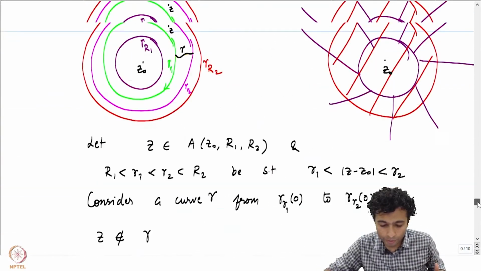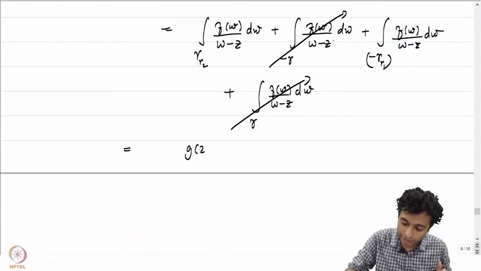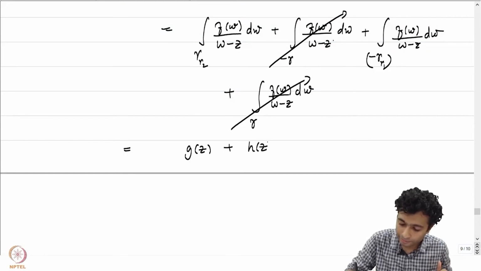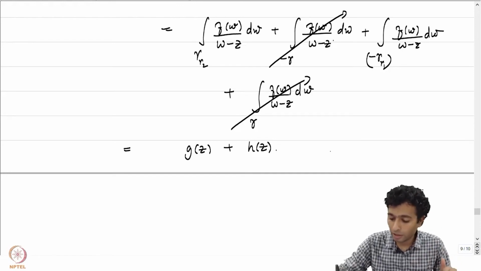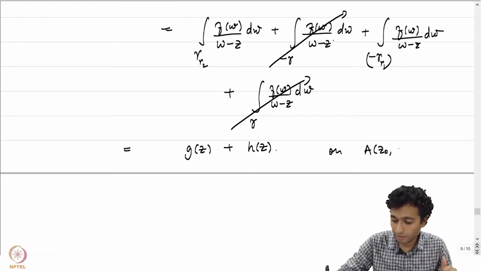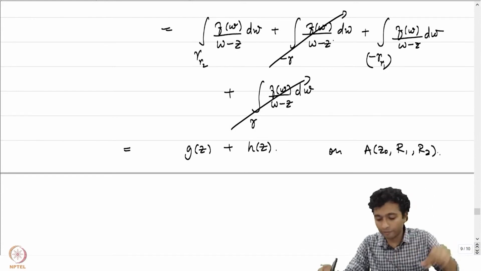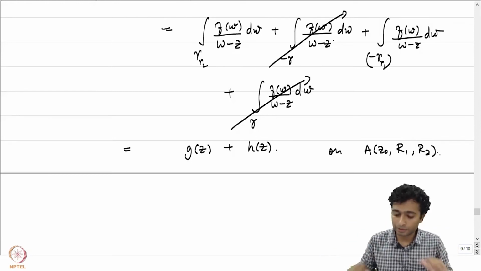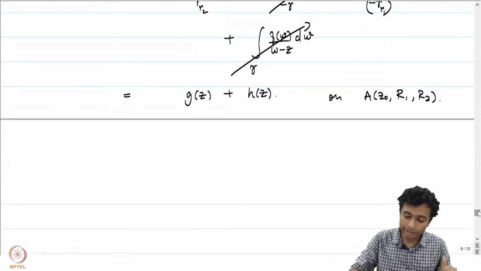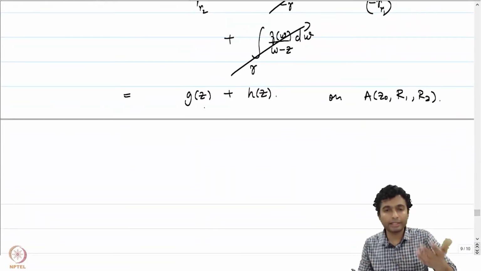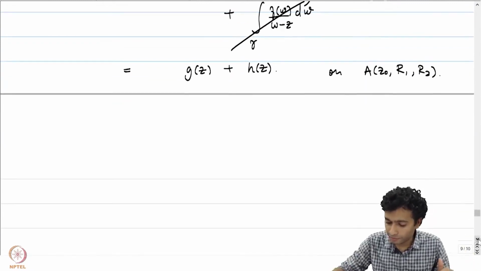Right, and if you go up, this is precisely our g of z plus h of z. I will leave you to check that this is exactly equal to g of z plus h of z on the annulus z0, r1, r2. Recall that both g and h are indeed defined on the annulus. So this is precisely what we have. And we already know that g of z can be written directly as a power series expansion in the disk D(z0, R2), capital R2. Now let's see what happens to h of z.